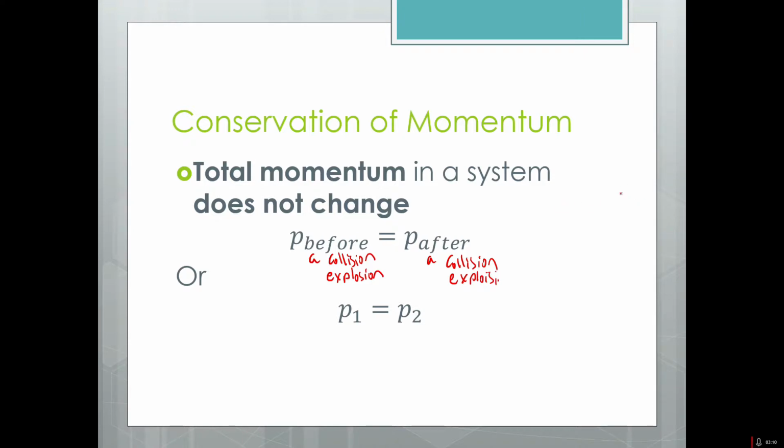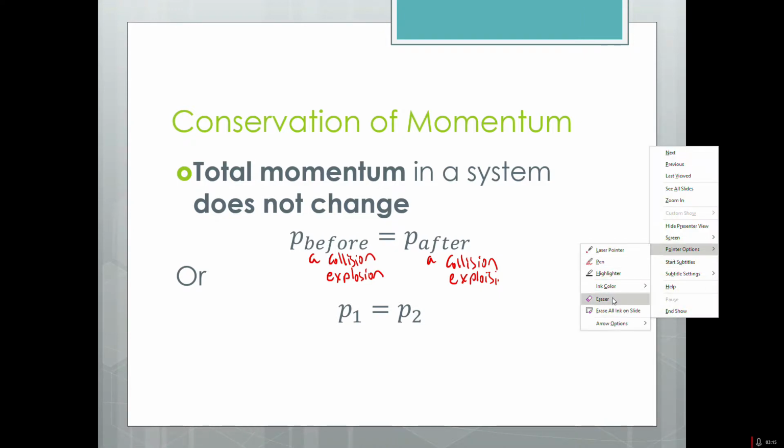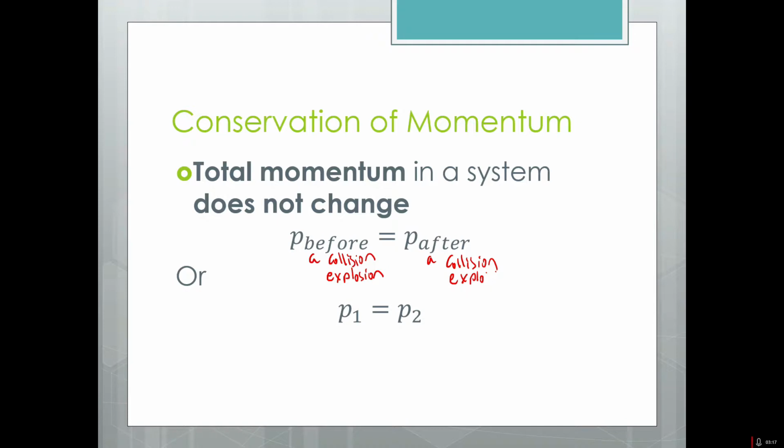I spelled explosion wrong. Let's change that. Explosion. So that's usually what it means when we talk about things before and after. Usually a collision will occur, two things will collide, or something will explode. That's usually how the problems are framed. Okay, we'll go through some more examples when I'm back, probably in our lab form. But the basic idea is that if you calculate the momentum before something happens, it's going to be equal to the momentum after it.